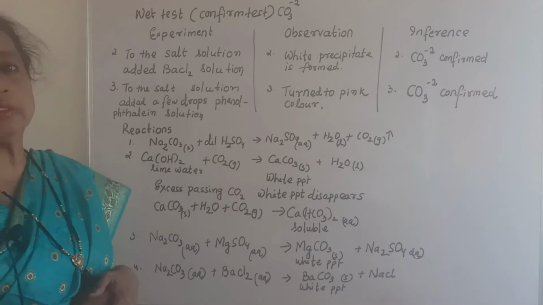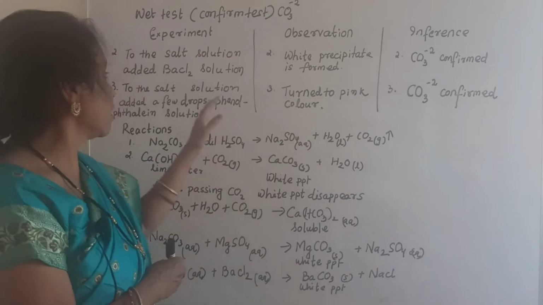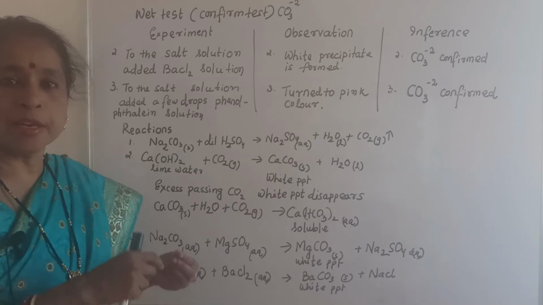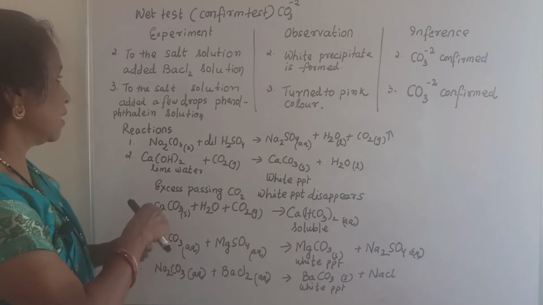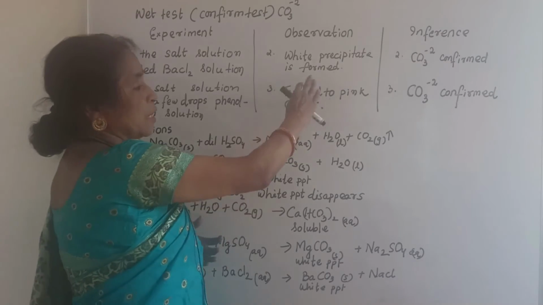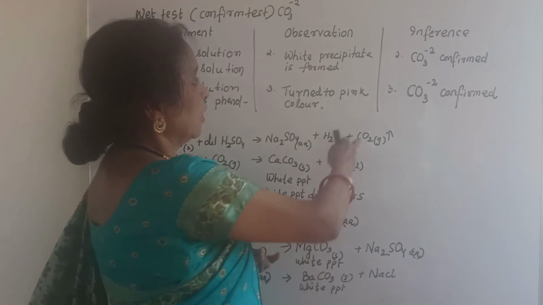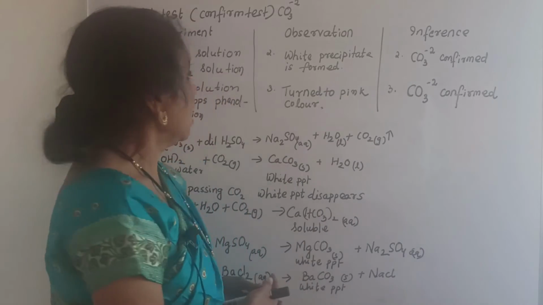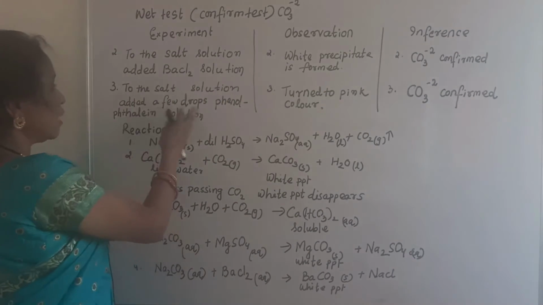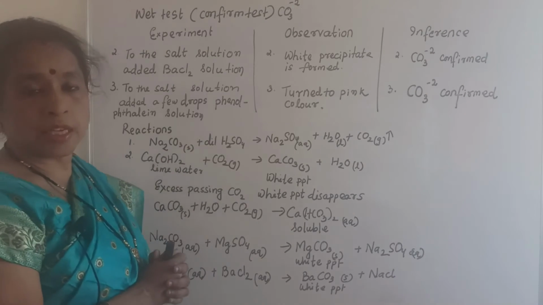Now we will come to the second test, that is number 2. To the salt solution in a test tube, I added barium chloride solution. Yes, I have done it. Barium chloride solution is added to the salt solution. Then what happens? A white precipitate is formed. That means carbonate is confirmed.